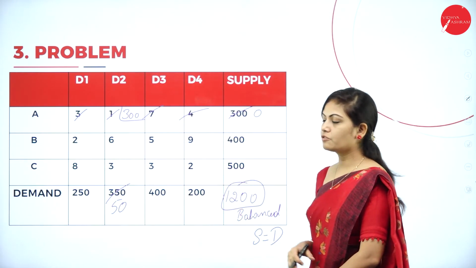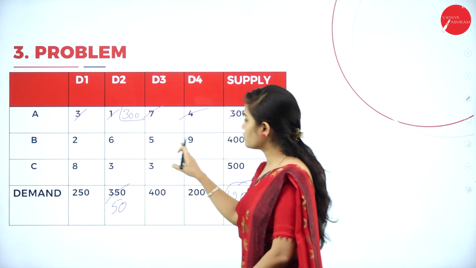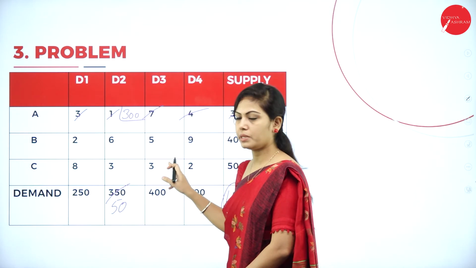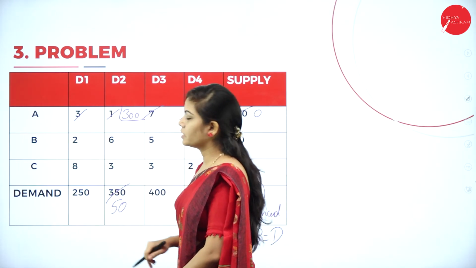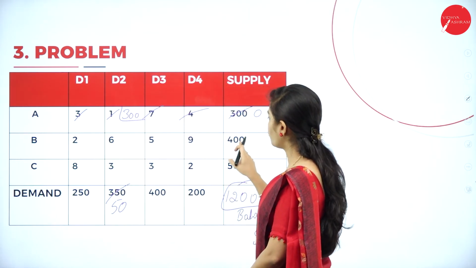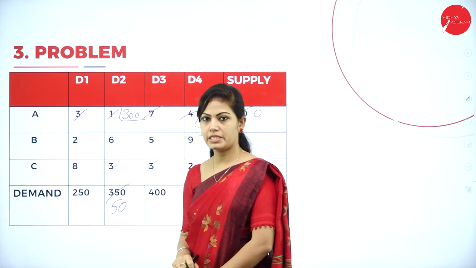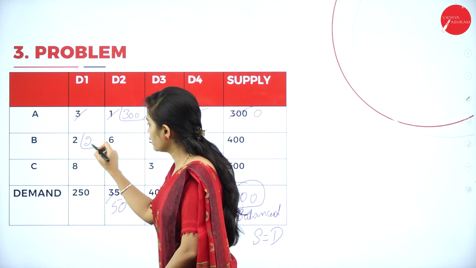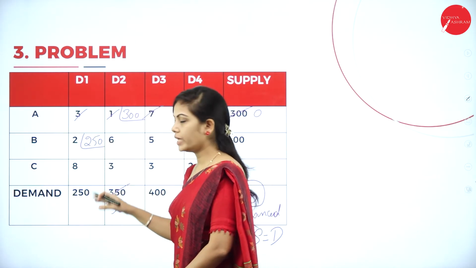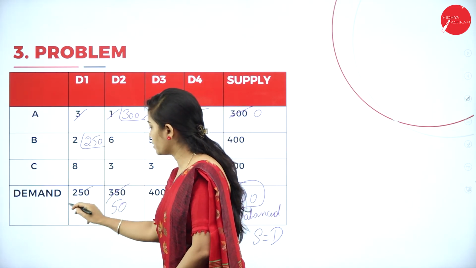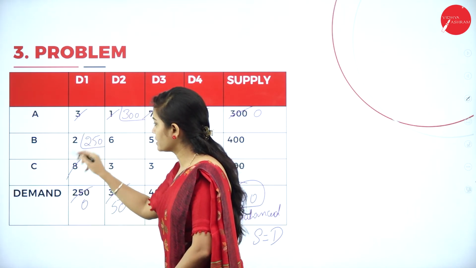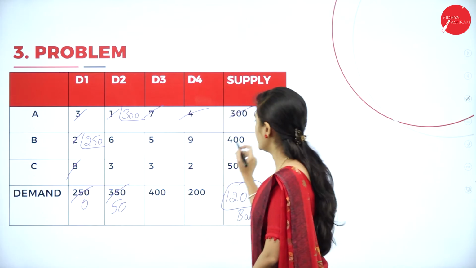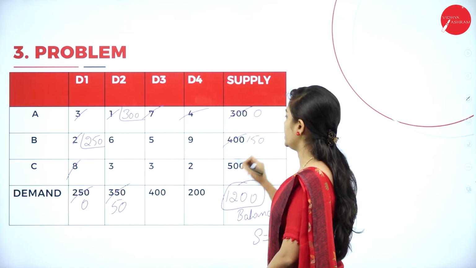And the next least value. Next least value is 2 and 2. You can consider any variable. So I will consider this first cell. Here 400 is there, 250 is there. So 250 is lesser than 400. I will allocate 250 to this cell. It will become 0. So I can cancel this entire column. 400 minus 250 is 150.